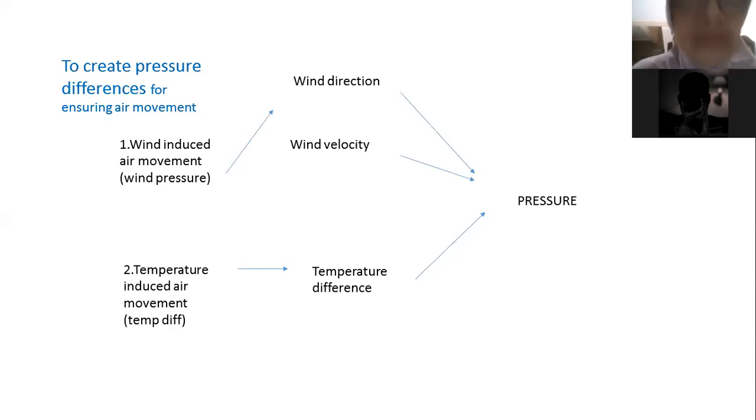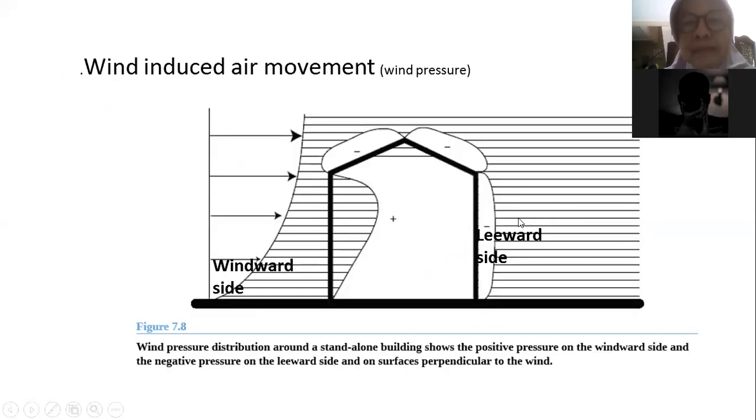So for the first principle, we consider the wind direction and wind velocity. The wind direction and wind velocity is the most important aspect to create the pressure. And for the second principle, we consider the temperature difference to create the pressure. So now we can talk about the wind-induced air movement.